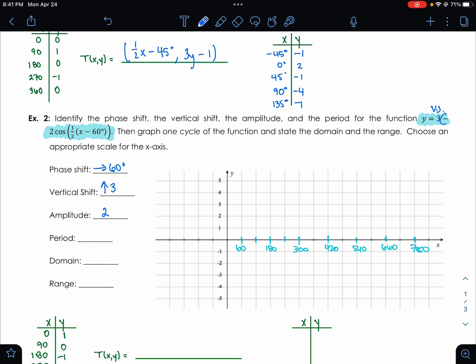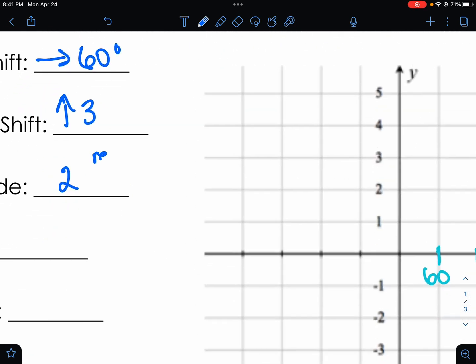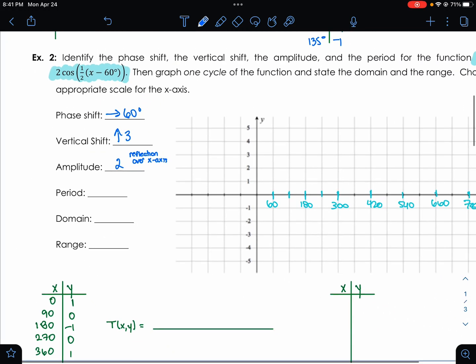I know there's a negative sign there. That's telling us that there's a reflection. So we do need to make note of it here that there's a reflection over the x-axis. And then we need to figure out our period.